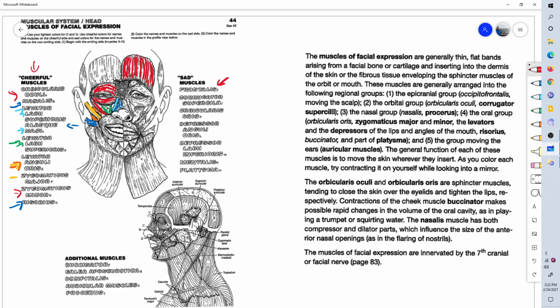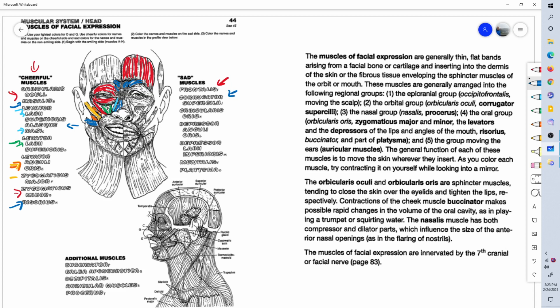The corrugator supercilii is this muscle here. It is involved in the movement of the eyebrows as well. Probably a frowning look and an angry frowning look, scrunching your eyebrows together. The corrugator supercilii.